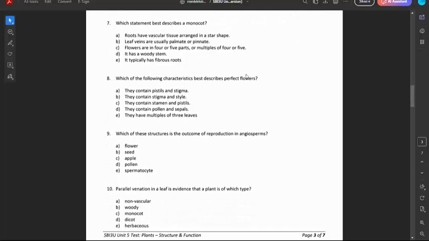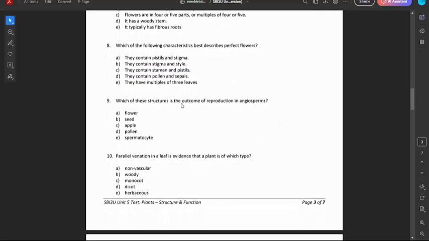Perfect flowers. So remember, there are two different things that we describe flowers. There's perfect and imperfect, and there was the other one, if you remember. So perfect, imperfect, we are actually talking about if it has the male and female reproductive organs. So right here, that would be C, they contain stamens and pistils, which is male, female.